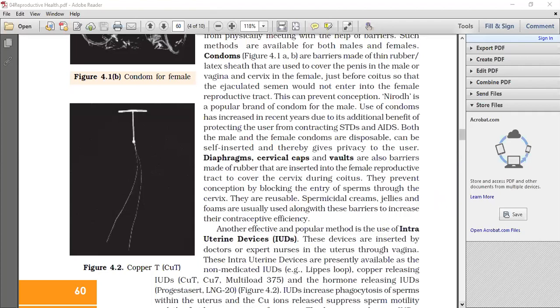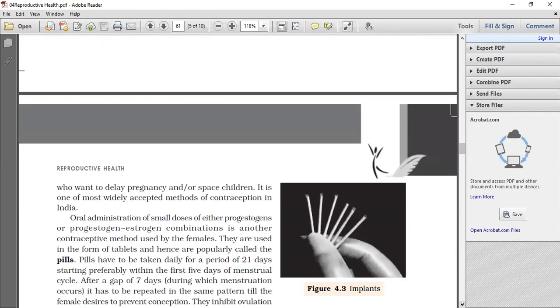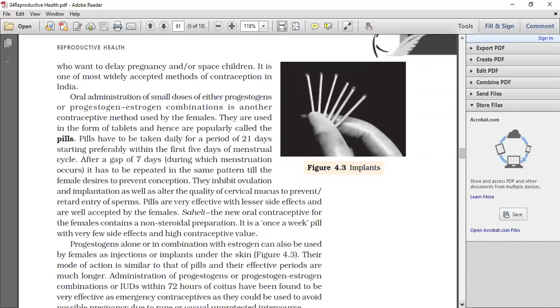So they mentioned here about intrauterine devices and intrauterine contraceptive devices. These are implants. Implants are full of testosterone. And they are actually responsible for different types of implication by which the ovulation is controlled.